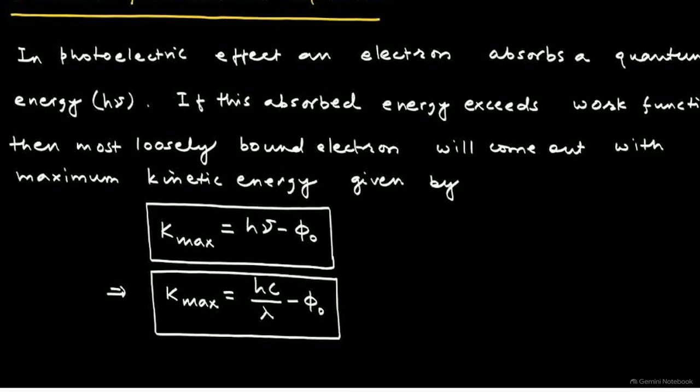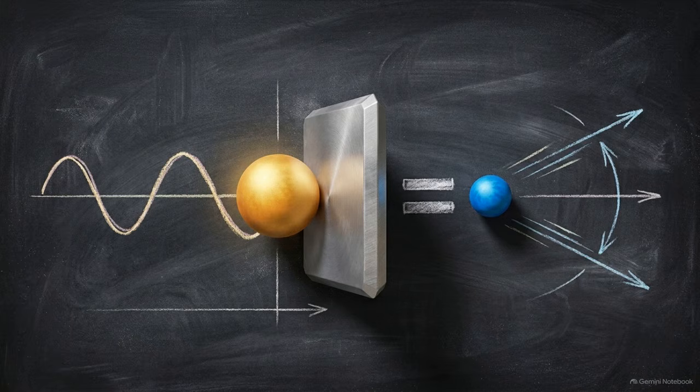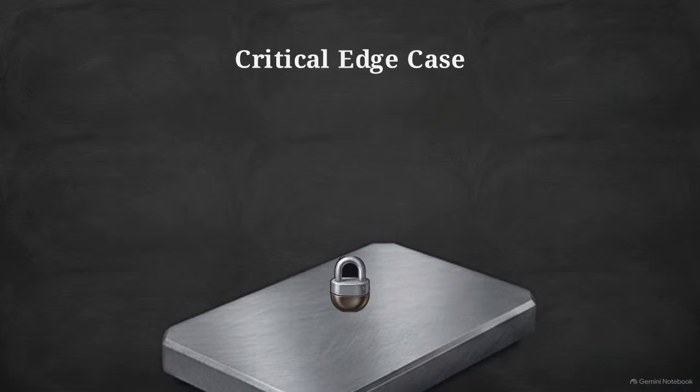Because the frequency of light is directly related to its wavelength, we can easily rewrite this equation. By swapping out frequency for the speed of light divided by wavelength, we get a second, equally useful version of the formula. Whether a physics problem looks simple or complex, it ultimately boils down to this single rule of energy conservation. Now, let's look at a critical edge case.